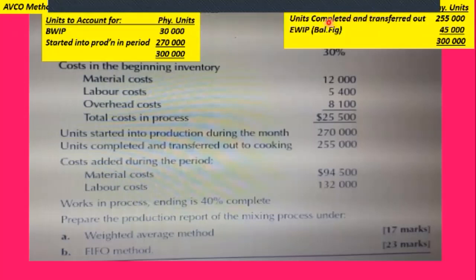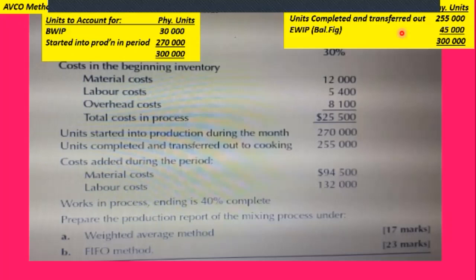the physical units completed and transferred out, 255. And the total from here is brought over here, and the balancing figure would be 45. Incidentally, that's the ending working process. It should equal the same amount as in the FIFO method, so there's no discrepancy in that.